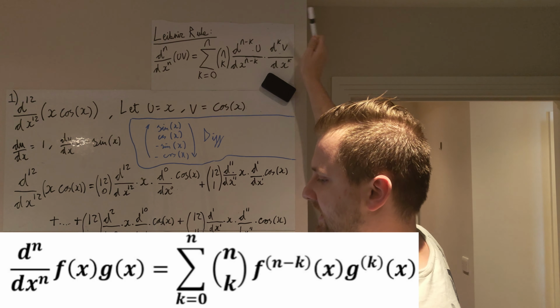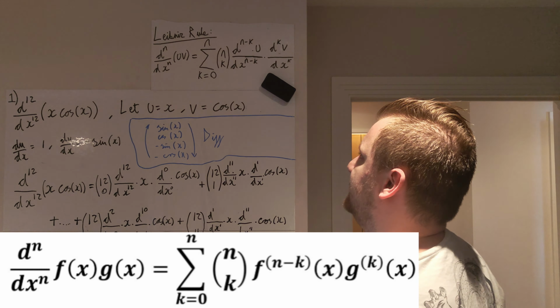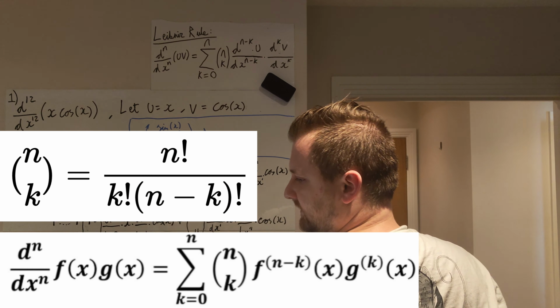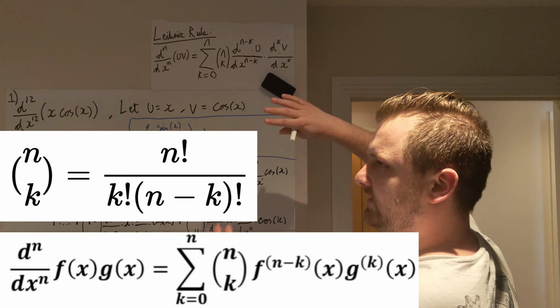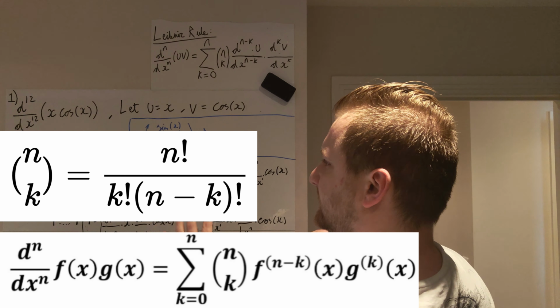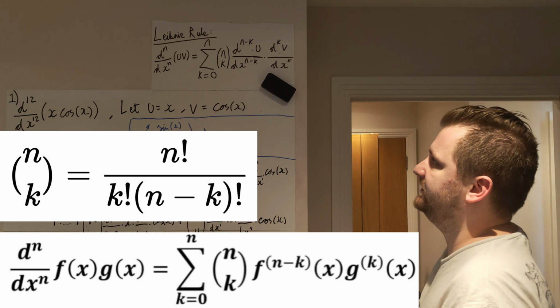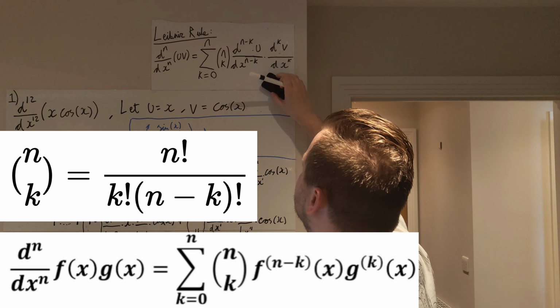This is a binomial coefficient, I think it's called. I'll show you what that is equal to. It's n factorial over r factorial times n minus r factorial, but I'll pop that up now so you can see it. And then here we have the more significant part of the function.